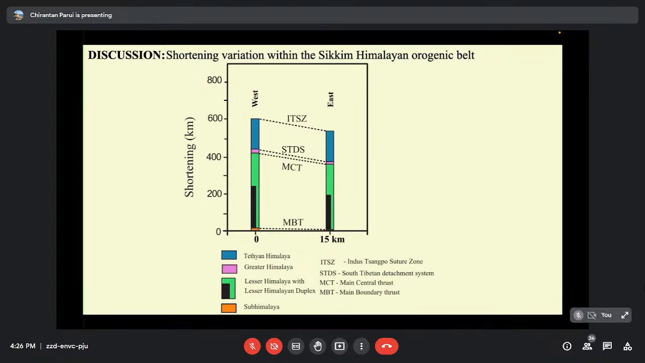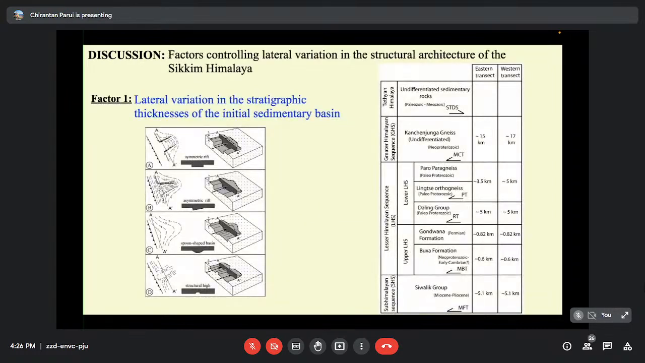Now on comparing shortening from the adjacent Western Sikkim, I found that Eastern Sikkim records 47 kilometers lower shortening than the Western transect. Now, based on the existing hypotheses, I tried for an explanation for this small-scale lateral structural variation. As the thicknesses of the different stratigraphic units did not really vary laterally between these two transects, this factor cannot really explain this variation.